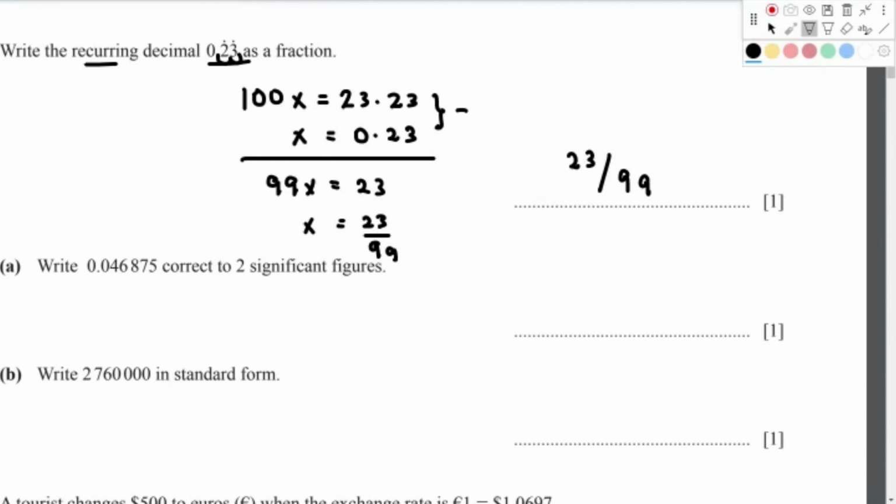Yeah, it's basically you want to get rid of the recurring decimals at the back. Yes, we just want to get rid of the recurring decimal at the back. That's what we want to do here.